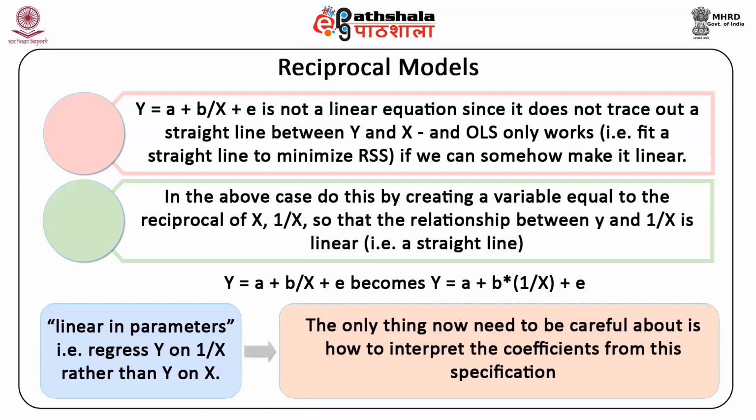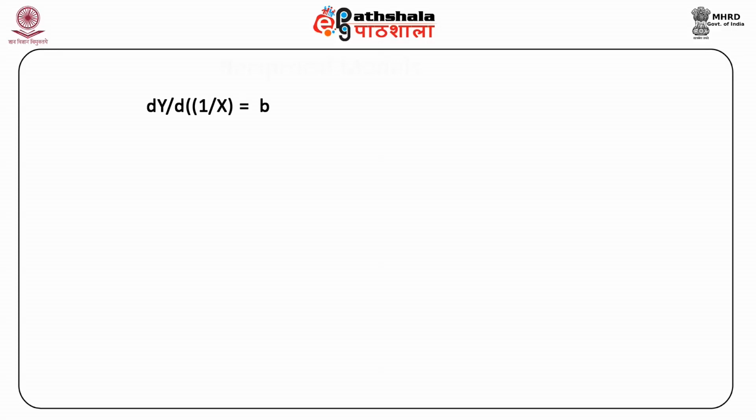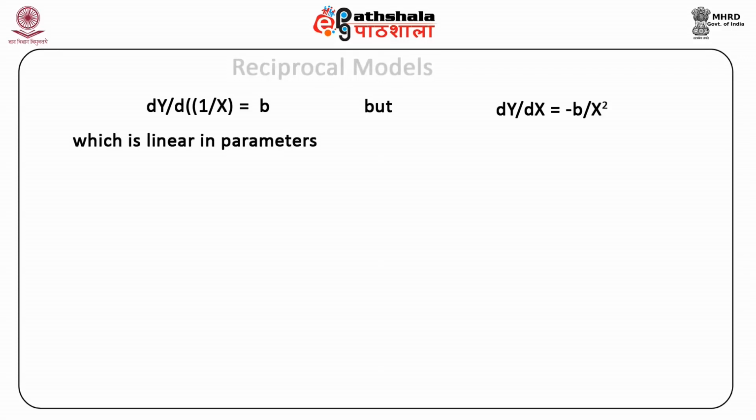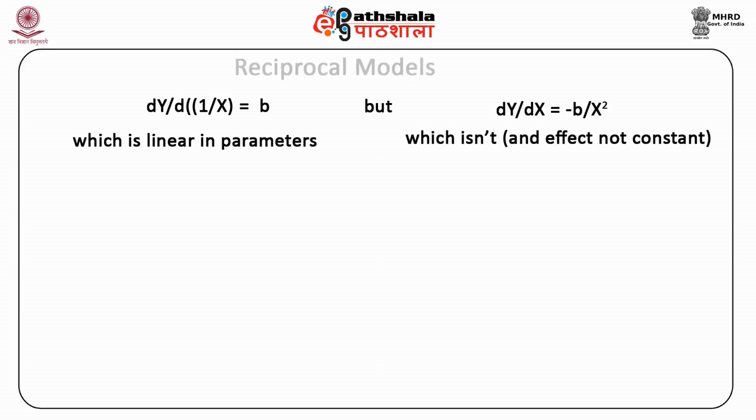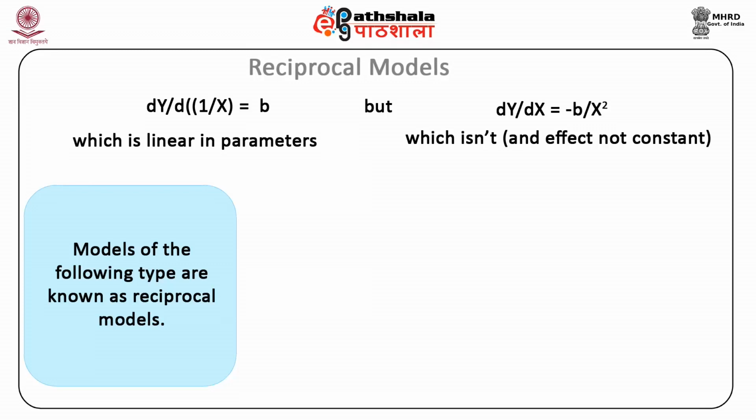The only thing we now need to be careful about is how to interpret the coefficients from this specification. Now dy/d(1/x) is equal to b. But dy/dx is therefore now equal to minus b/x squared, which is linear in parameters but the effect is not constant. So if you compare dy/d(1/x) = b, it is linear in parameters, but dy/dx = -b/x², this is not linear and the effect is not constant.